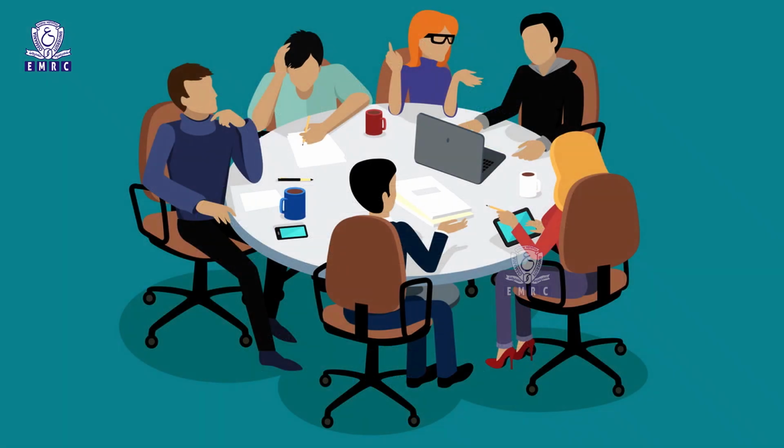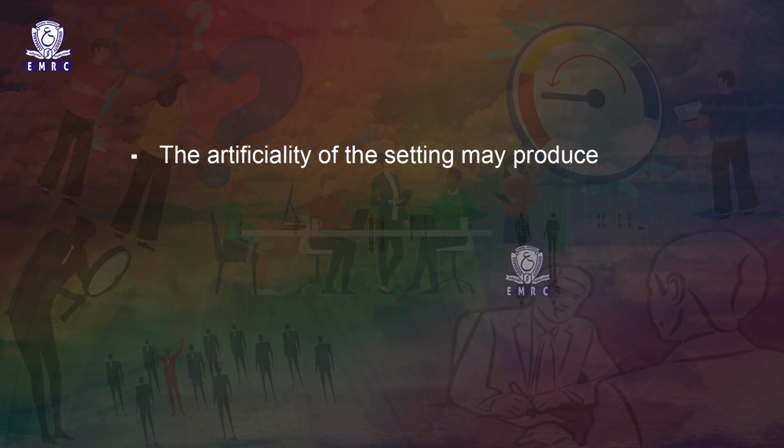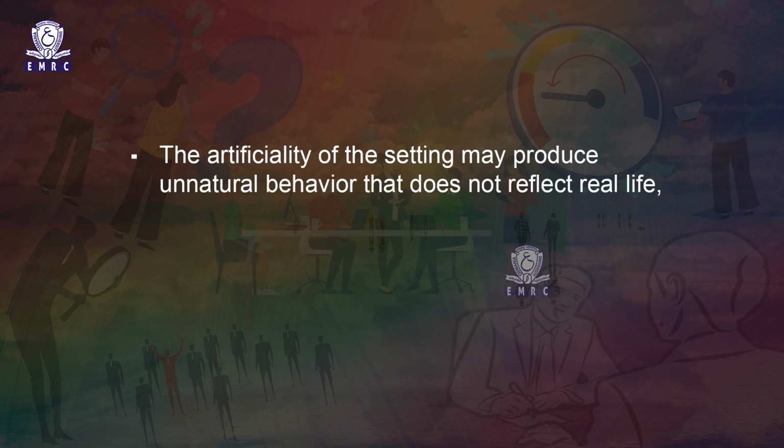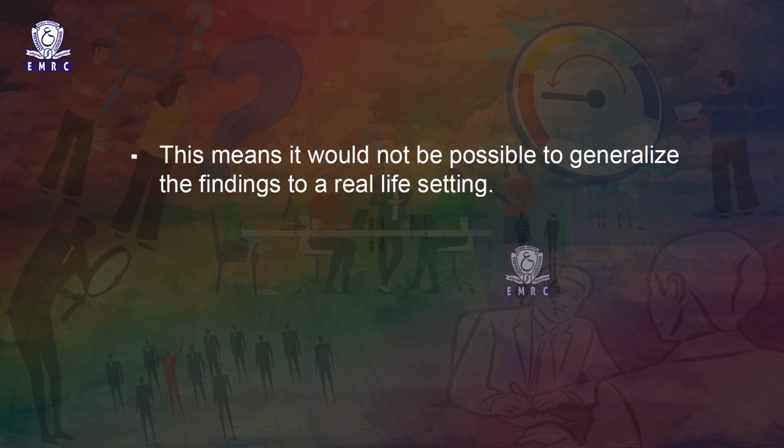This allows a cause and effect relationship to be established. Limitation: the artificiality of the setting may produce unnatural behavior that does not reflect real life, that is, low ecological validity. This means it would not be possible to generalize the findings to a real life setting. Demand characteristics or experimental effects may bias the results and become confounding variables.